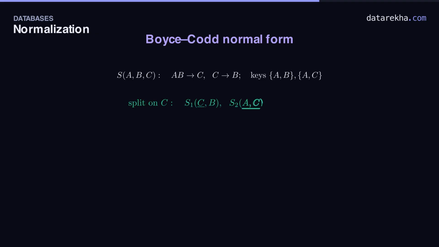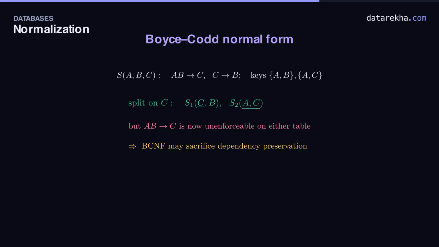Decompose on the offender. C and B become one table keyed by C, and A pairs with C in the other. Both are now Boyce-Codd. But there's a genuine cost. The rule A and B determine C can no longer be checked on either table alone. Boyce-Codd can lose dependency preservation, which is why third normal form is often where designers stop.